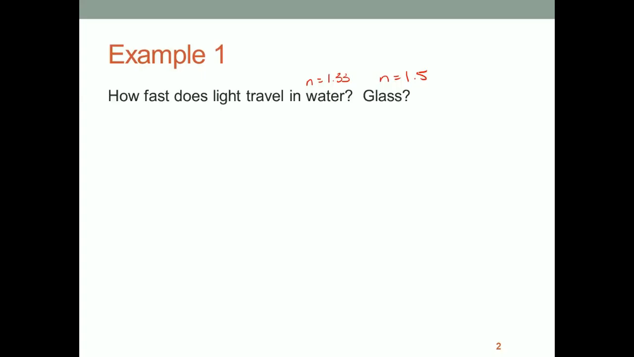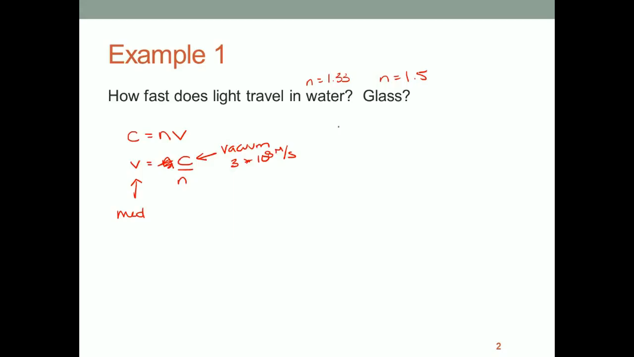To do these calculations, I relate the speed of light in vacuum, c, to the index multiplied by the speed in the medium. I can rearrange that so the speed in the medium is the speed in vacuum divided by the index. You might recall that the speed in vacuum is a fixed value. It's 3 times 10 to the 8th meters per second.